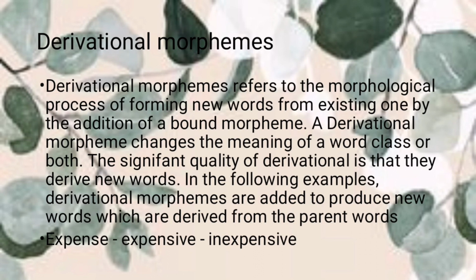So derivational morphemes refer to the morphological process of forming new words from existing ones by the addition of a bound morpheme. A derivational morpheme changes the meaning of a word or its class. The significant quality of derivational morphemes is that they derive new words. In the following example, derivational morphemes are added to produce words which are derived from the parent words. Expense is an example. Then we have inexpense, an example, and inexpensive, an example.